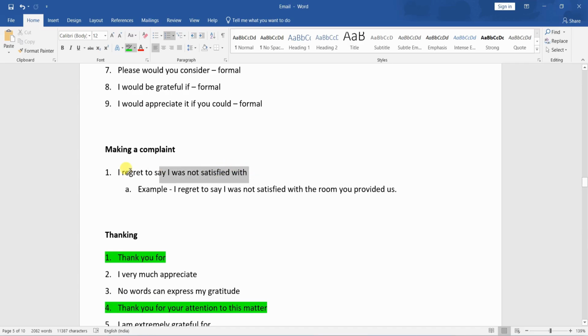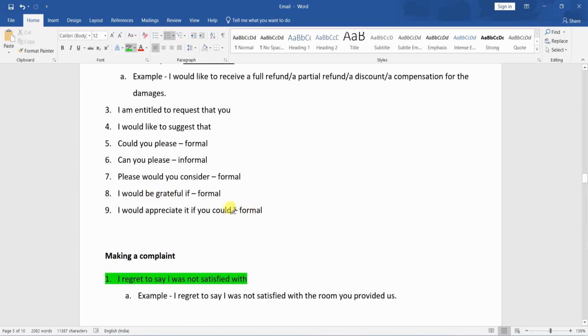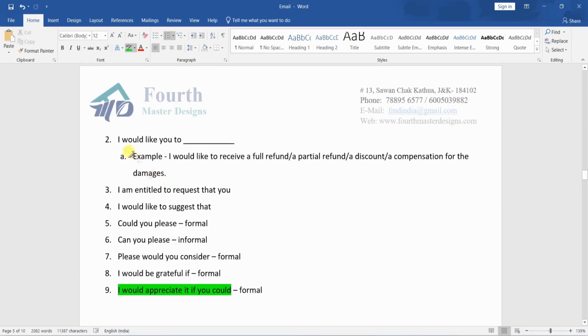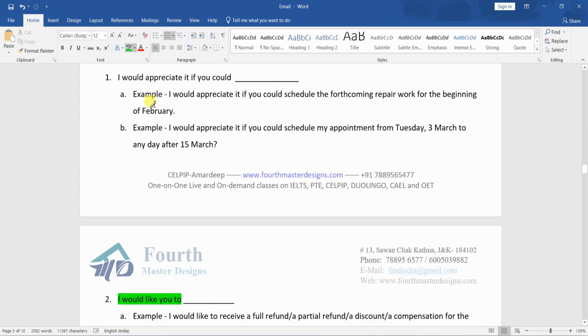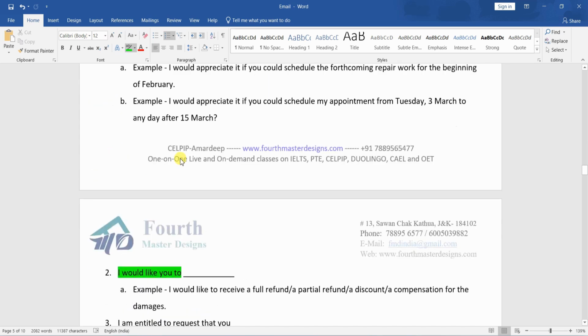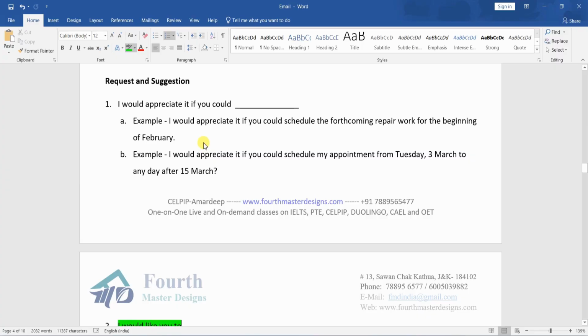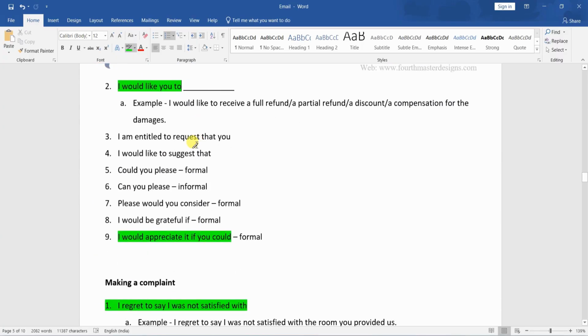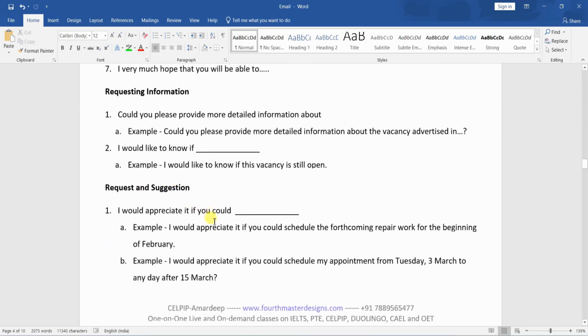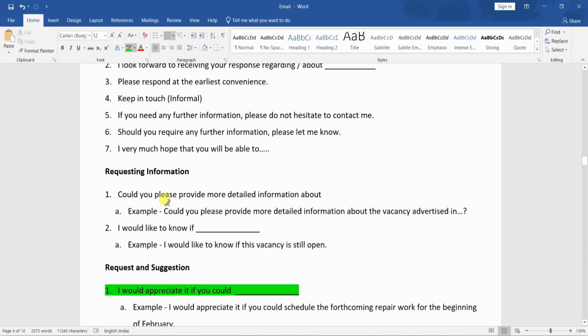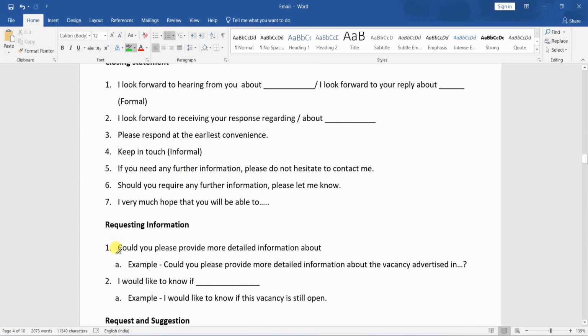"I regret to say I was not satisfied." "If you could, then I would like you to," "then I would appreciate if you could." Well, I have already mentioned "if you could," so I will delete this one here. And this is a simple one I used. I won't say I use it, but it's important.